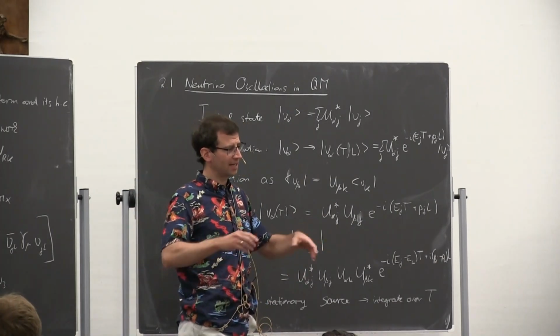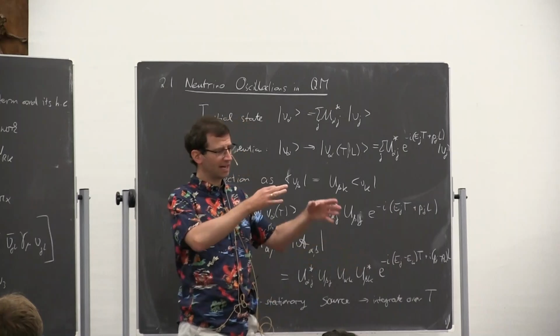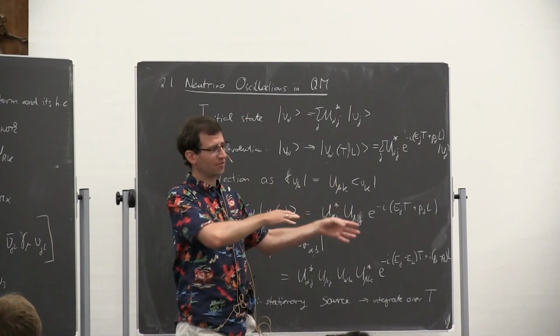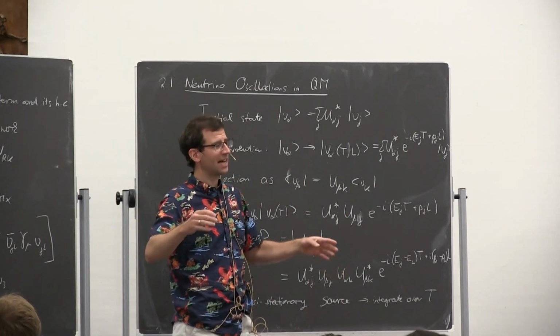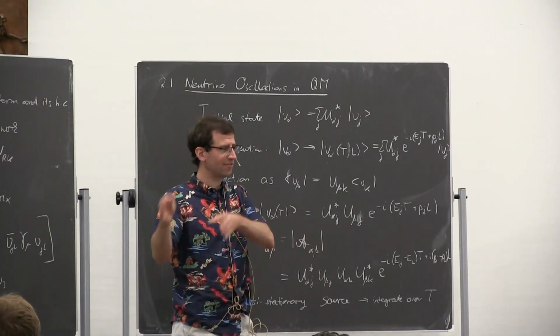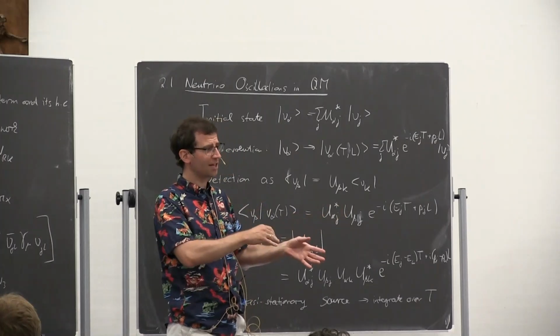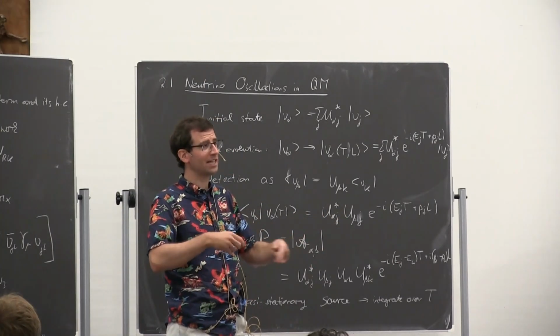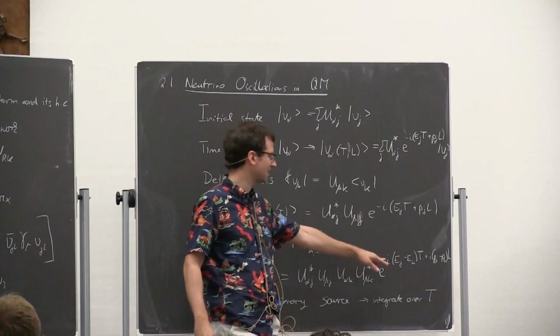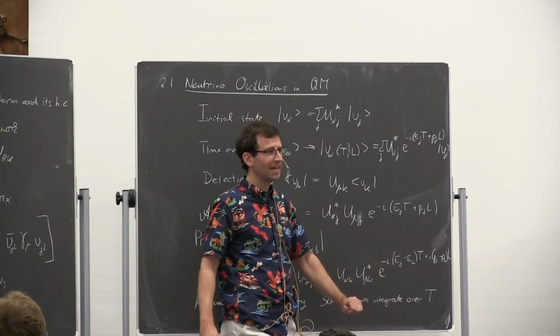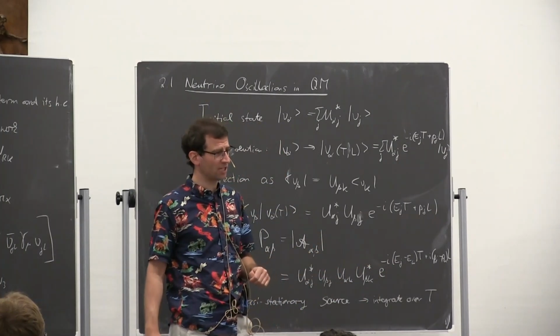For instance, if I say I have an experiment like DUNE, where I produce my neutrinos at Fermilab and detect them in South Dakota, I roughly know where Fermilab is and I roughly know where South Dakota is. And that means I have at least some position information, and that means I cannot have infinitely precise energy information. And that is indeed what rescues neutrino oscillations.